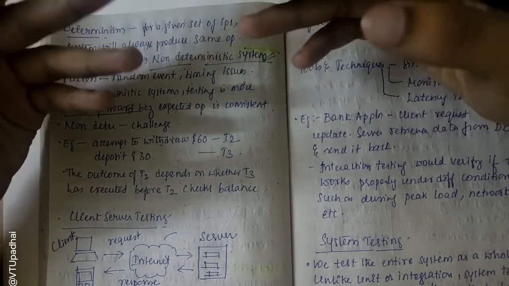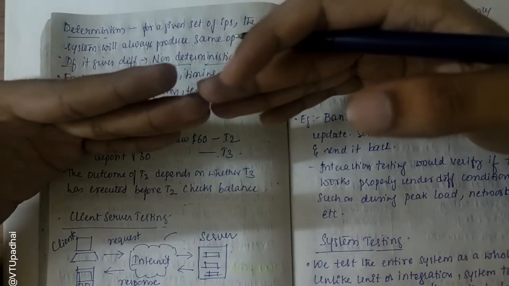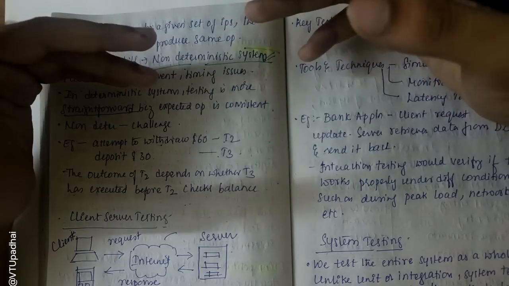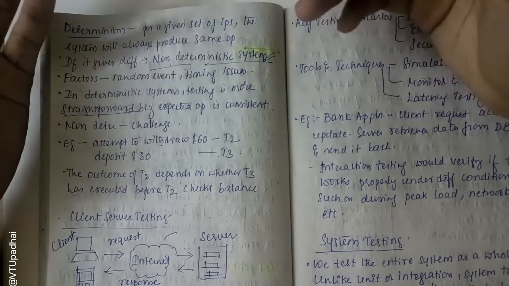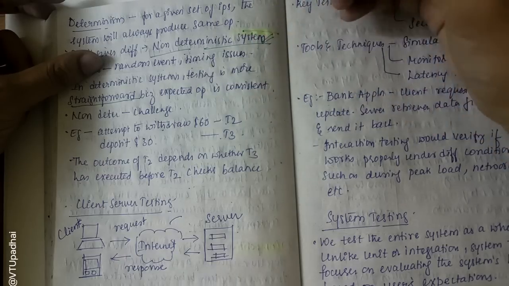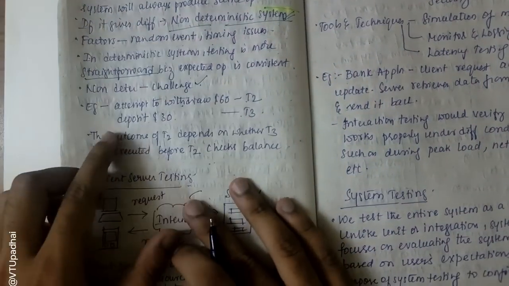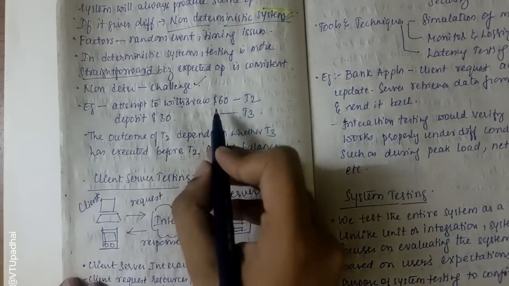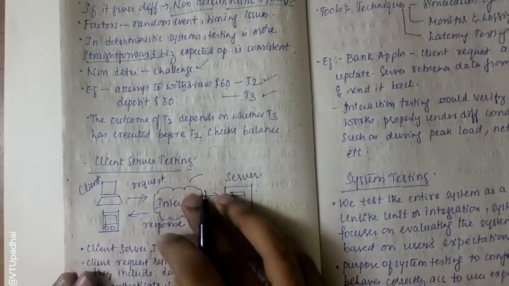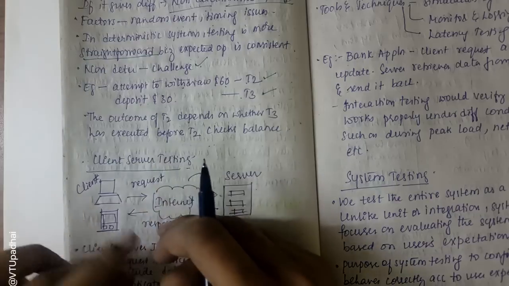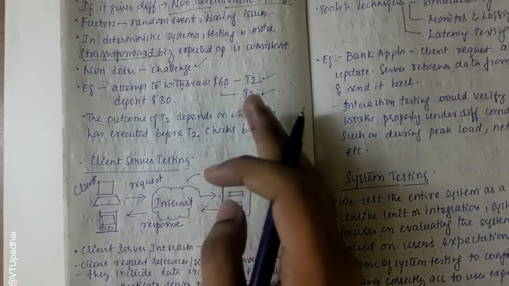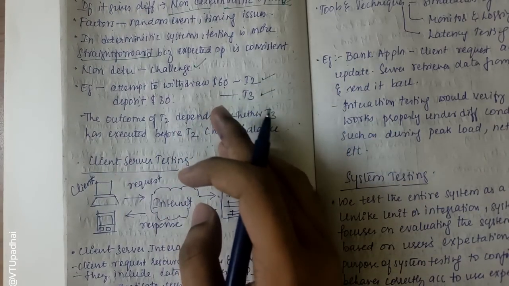Opposite to that, when performing testing on a non-deterministic system, the testing becomes challenging because the same test can produce different results. This requires multiple test runs, and we have to carefully analyze the outcomes. That is called non-deterministic testing. In deterministic testing, testing is more straightforward because the expected output is consistent, whereas in non-deterministic it is a challenge. In the previous example, an attempt to withdraw $60 is one transaction, and a deposit of $30 is another transaction. The output of T2 depends on whether T3 has executed before T2 checks the balance. Depending on this scenario, if T3 executes first, T2 will succeed in withdrawing $60.